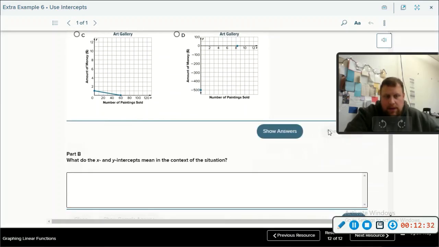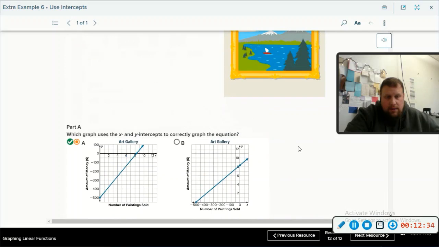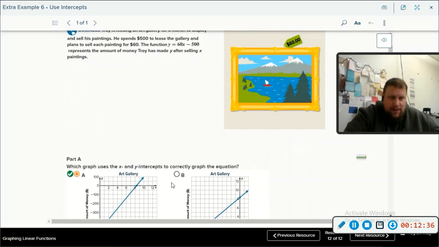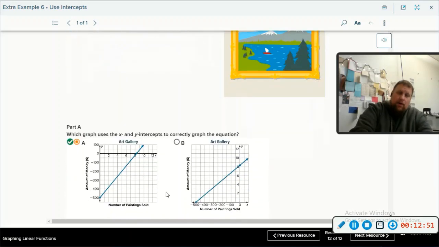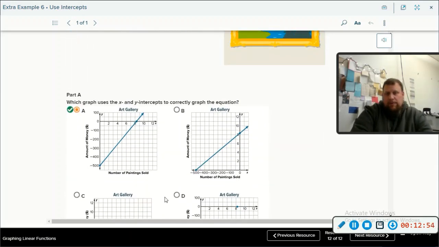So, check answer. Boom. And what does this tell us? This means that he's got to sell at least 8 paintings to break even. Actually, 9 paintings, right? Because it takes 8 1/3 paintings. So 9 paintings to start making a profit. But then after that, he's going to go up pretty quick. So that's what we can read from this situation.